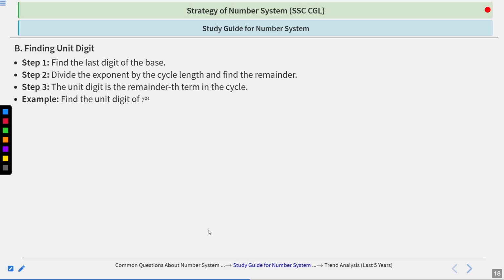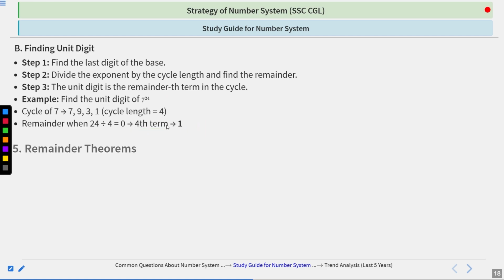For example, find the unit digit of 7 to the power 24. Now we know that the cyclicity of 7 is 4: 7, 9, 3, 1. The length of the cycle is 4. So when we divide the power 24 by 4, we get remainder 0. It means the fourth term will be the unit place number, and the fourth place has 1. So the unit digit of this number will be 1.